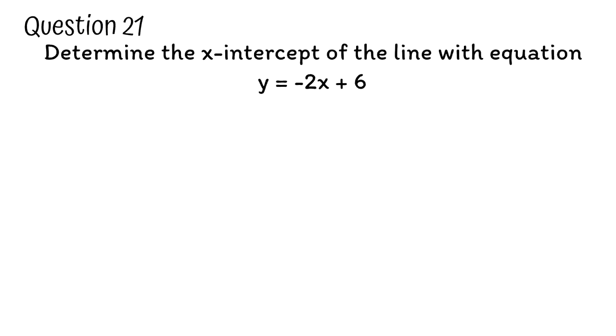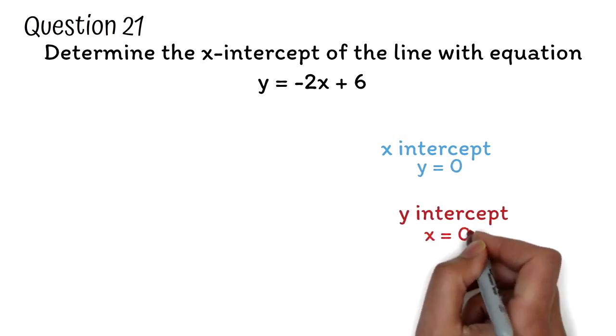Question 21. Determine the x-intercept of the line with equation y equals negative 2x plus 6. When an equation of a line is given, you can be asked to find x or y-intercept. To find the x-intercept, put y equals 0, and to find the y-intercept, put x equals 0.